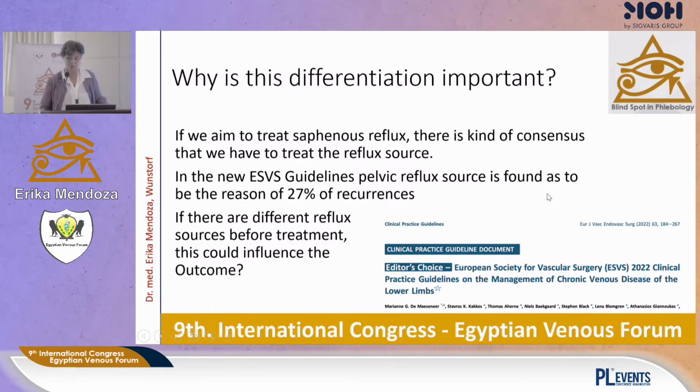Why is this so important? The just published clinical practice guideline from the European Society for Vascular Surgery, under the auspices of Marianne de Maeseneer, highlights that in 27% of the neovascularization and recurrences in the groin, a pelvic reflux source is found. So if there are different recurrence sources preoperatively, and 27% of the recurrences come from the pelvic reflux, could it be that we should treat the pelvic reflux differently from other refluxes in the first place?